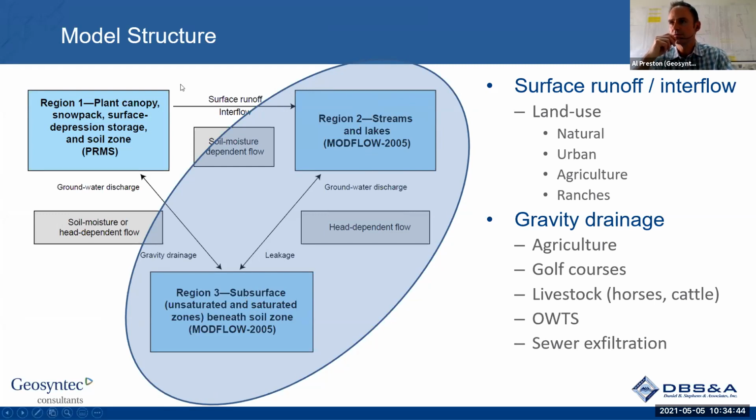So again, the flows are going to come from GSFLOW, and we have to come up with other ways to estimate the nitrogen loadings. And Alexander talked about a lot of the sources of nitrogen in the watershed. You know, we've got agriculture, there's livestock, including horses, and we've got to come up with ways to estimate those.